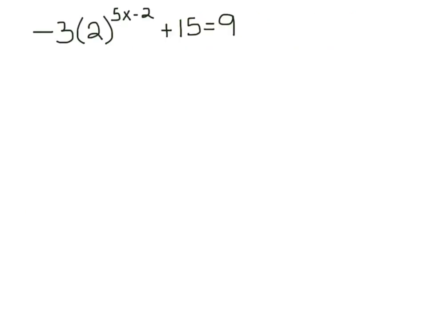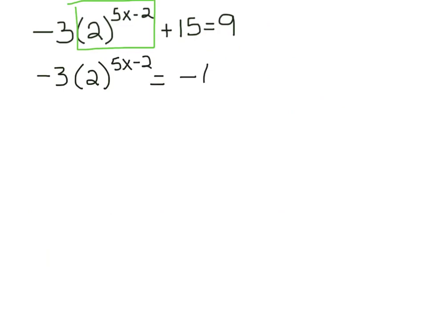The next example we're going to do is complicated. It's -3 times 2 raised to the 5x minus 2, then plus 15, then equals 9. So remember, we have to isolate our exponential part first. That means the first thing we need to do is take away 15. So we have -3 times 2 to the 5x minus 2, and then 9 minus 15 is -6.